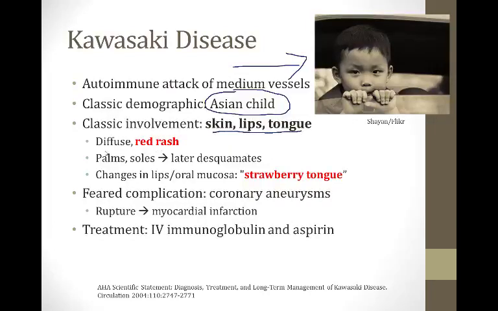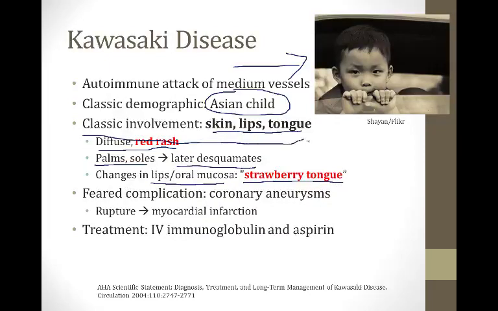On the skin, these children develop a diffuse red rash. It often involves the palms and soles, and over time it will desquamate and the skin will fall off. There are also changes that are seen in the lips and oral mucosa. Classically, these children have a strawberry tongue. I'll show you a picture of that on the next slide.